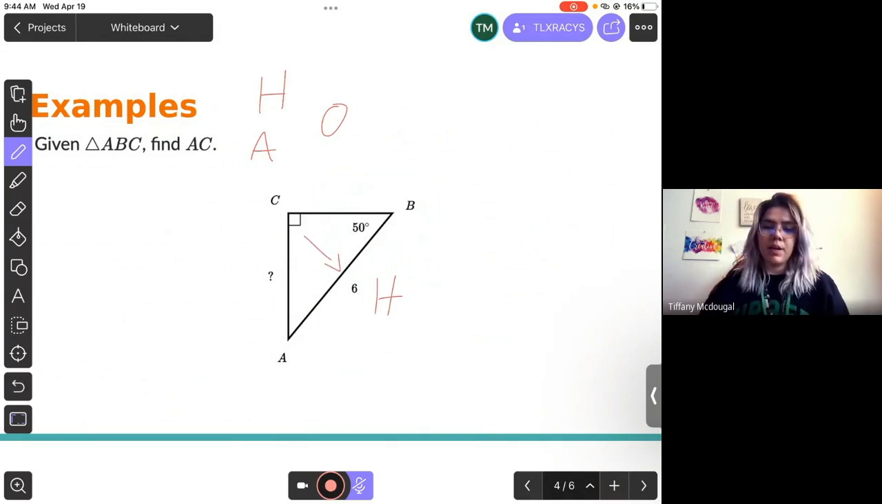It's the one that's opposite the right angle. And then right here, this 50, that is our theta. That is our given angle. This right here, this guy, that is theta.